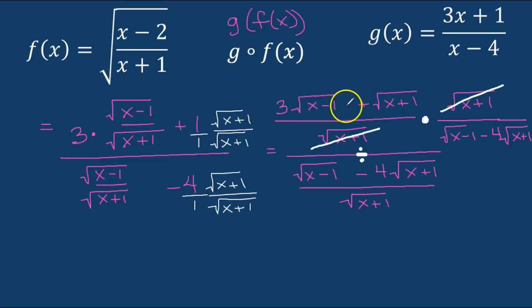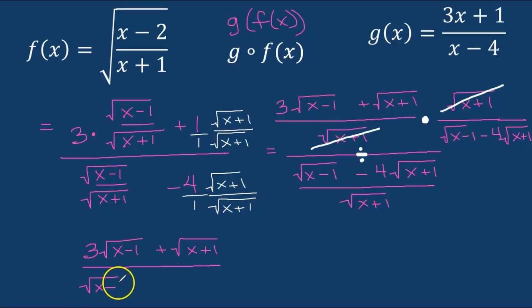You might be thinking that you could put these together in some way. You cannot, because this is a negative and this is a positive. And so we are simply going to rewrite our final simplified answer down below. So this is going to be 3 times the square root of x minus 1 plus the square root of x plus 1, over the square root of x minus 1 minus 4 the square root of x plus 1.